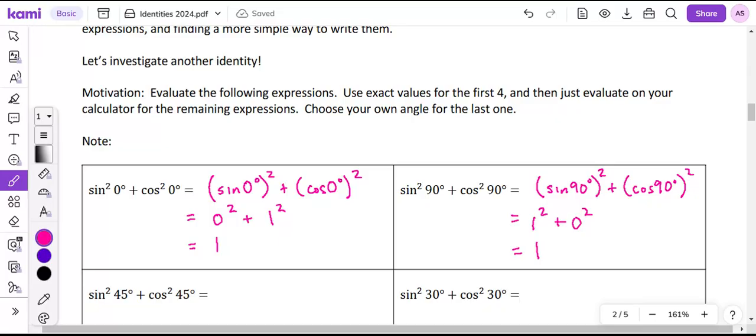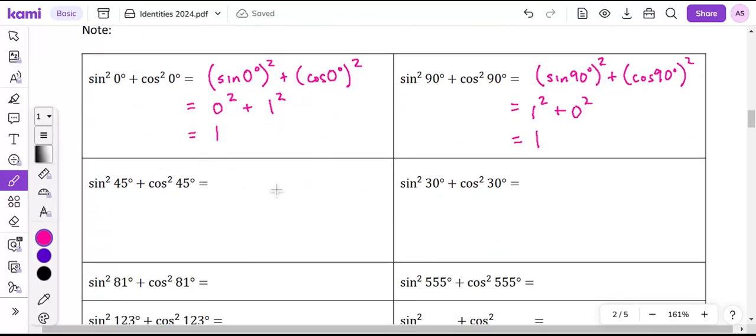Let's test out a few different angles. It seems like this is always going to give us 1. Let's test out another couple. Now, if you guys recall your special triangles, I'm going to actually use exact values here. The sine of 45 degrees was exactly 1 over root 2. Your calculator would give you like 0.7071, blah, blah, blah. It's okay if you did that. I'm going to leave things exact though. The cosine of 45 was also 1 over root 2. Guys, check this out.